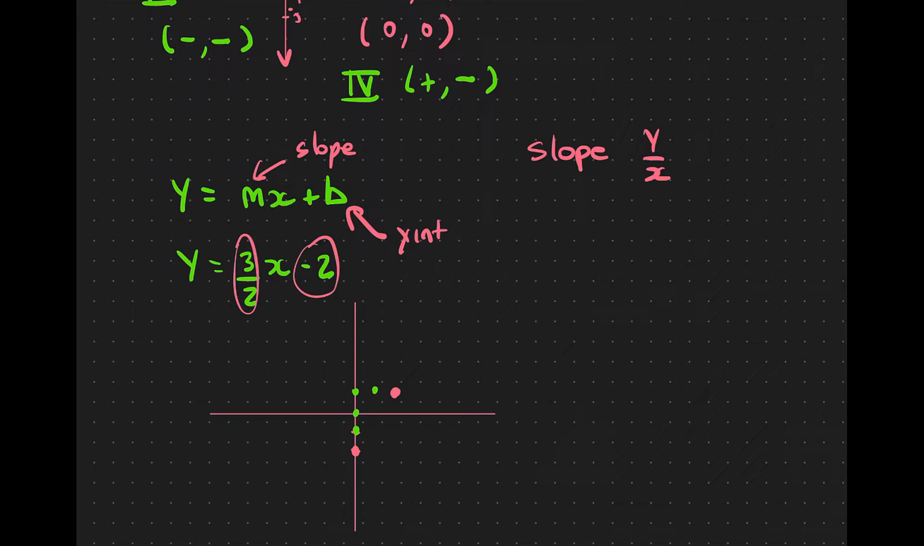Now, because 3 over 2 is the same as -3 over -2, right? Negative divided by negative is a positive, and positive divided by positive is a positive. I can do the reverse, where it's going to go down 3, so 1, 2, 3 units, and left 1, 2 units.